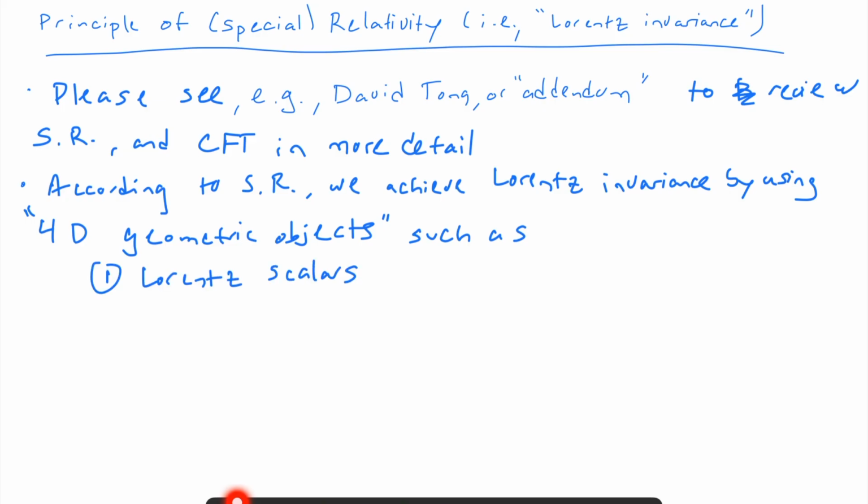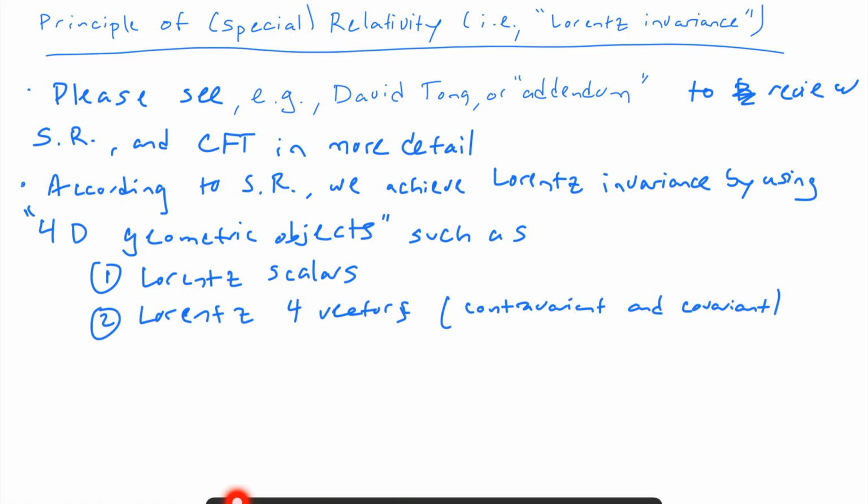What are the classic 4D geometric objects that are used in special relativity? Well, there's Lorentz scalars, a real value defined at every point in space at any given time that is assumed to be exactly the same if you change your space-time coordinates, which is really the same as changing your frame of reference from one inertial frame to another. Lorentz four vectors, and there's covariant and contravariant four vectors. Again, I'm not going to review this. I'm assuming that you have familiarity with special relativity.